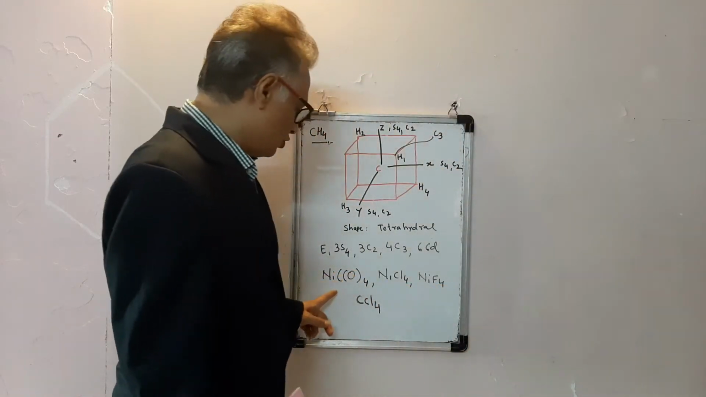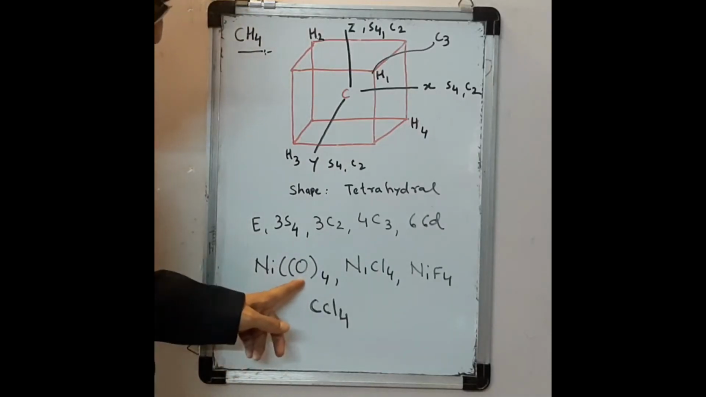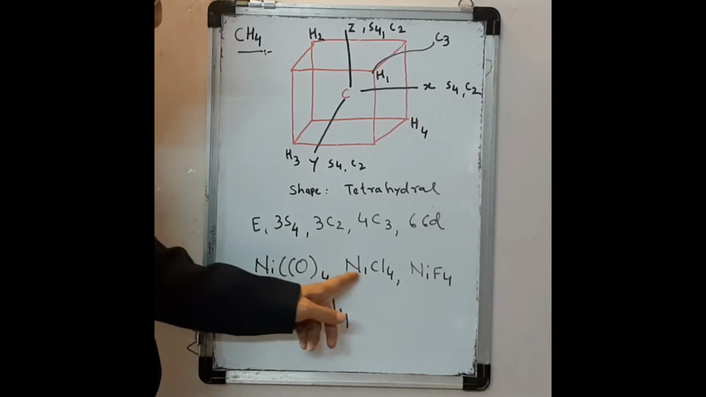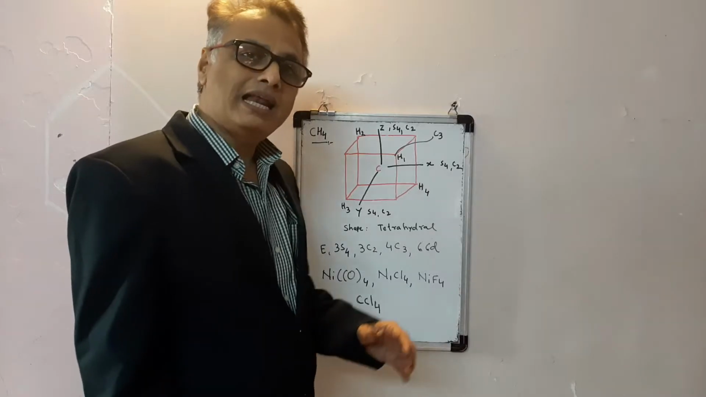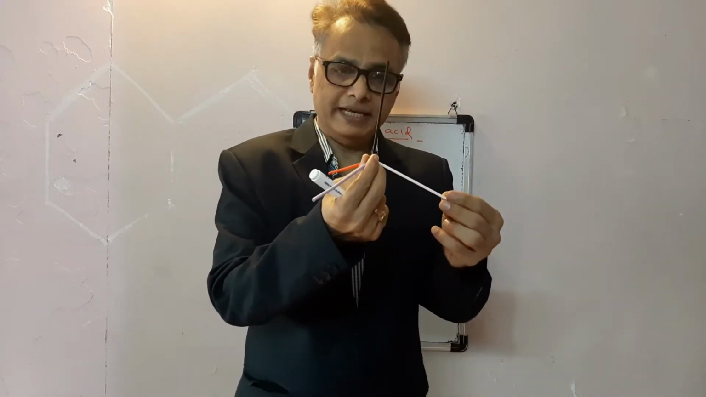These are the examples of that: NiCO4, nickel tetracarbonyl, NiCl4, NiF4 and CCl4 are examples of molecules which belong to tetrahedral point group. Now let us find out the point group of lactic acid. This is our lactic acid.